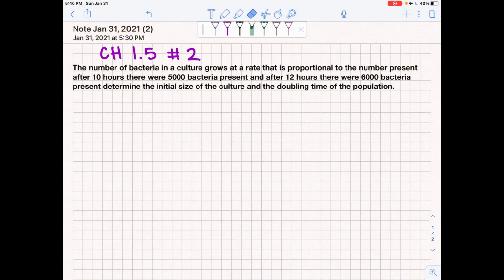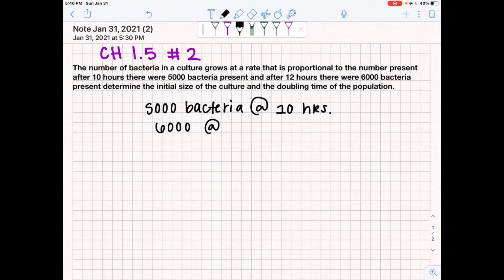So here we have chapter 1.5, problem number 2 written out. It is a bacteria growth rate problem, and the information we get from it is there are 5,000 bacteria at 10 hours and 6,000 at 12 hours, and we want to find the initial size of the culture and the doubling time of the population.